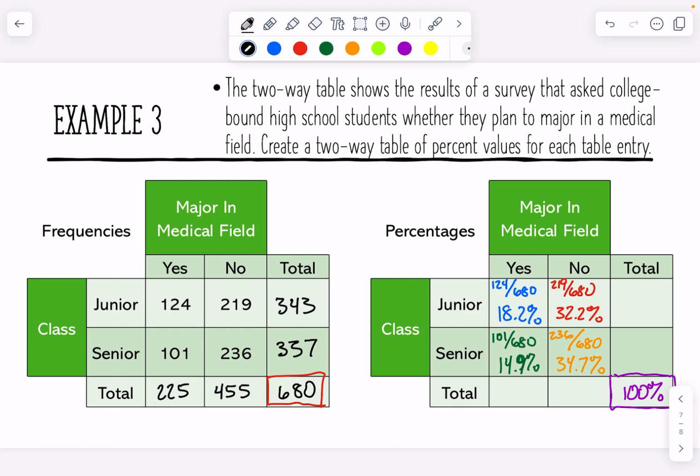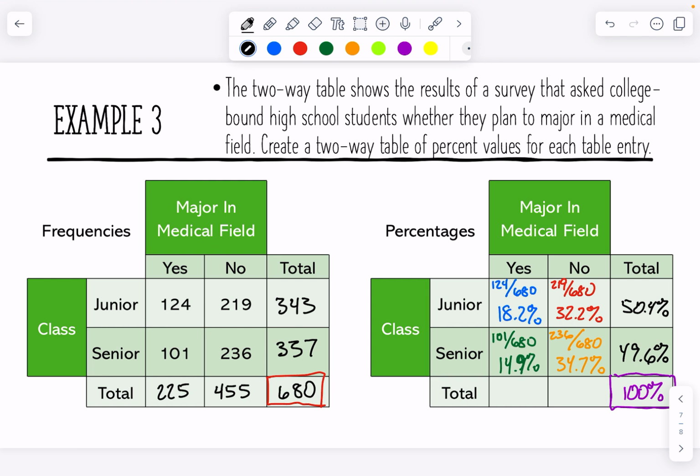So when I take 18.2 and add 32.2, I get 50.4% for the percentage of juniors surveyed. Now, when I take the seniors, I get 14.9, and I'm going to add 34.7, which is going to give me 49.6. That one worked out, because when I add those two percentages, I do get 100%.